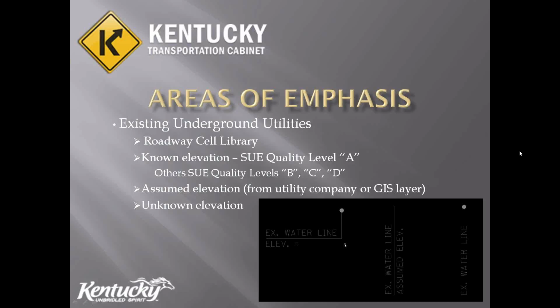And see, for underground utilities with an assumed elevation, a cell has been created that consists of a vertical line, which is the second example shown on the slide, that extends down from the existing ground, and the elevation is noted as assumed, as you see there. For underground utilities where the elevation is unknown, but the water company, for example, has stated that the water line is located 36 inches below the existing ground, a cell has been created that locates that point with just an existing waterline vertical note, no elevation noted.